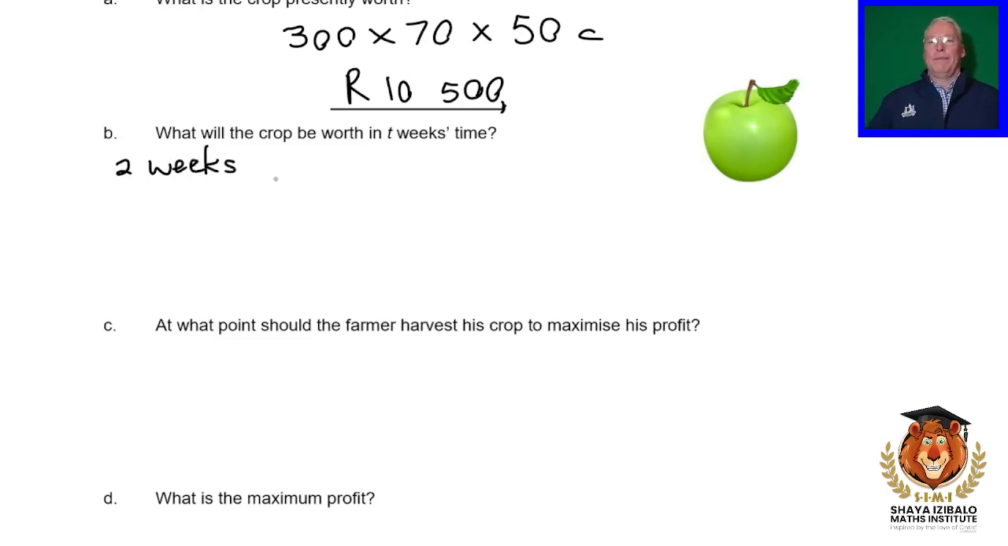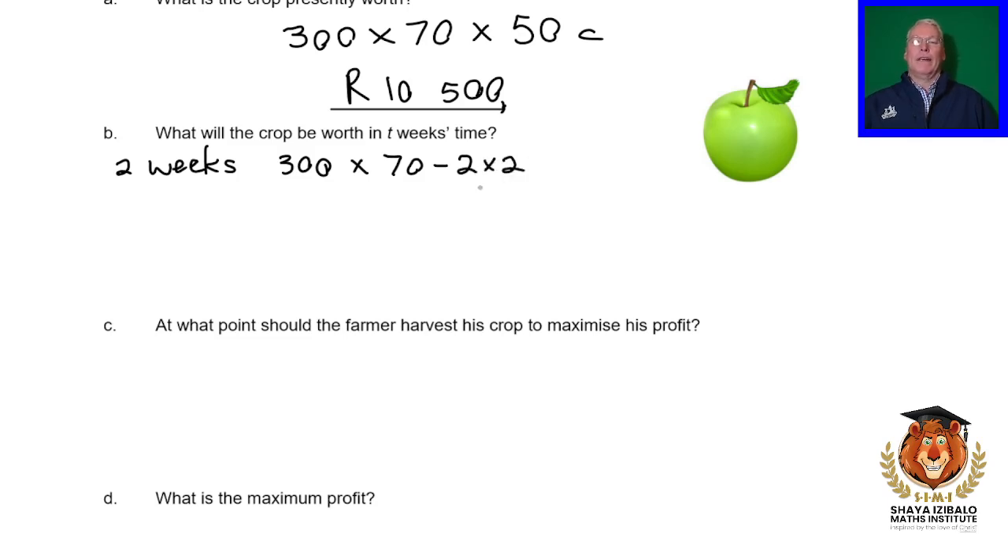How many trees will there be? Well, there will still be 300 trees. How many apples will there be? Well, there will be 70 minus 2 lots of 2. And the reason for this 2 over here is because each week, each tree loses 2 apples. So in fact, on each tree after 2 weeks, there will be 66 apples. Does that make sense? It always makes sense.